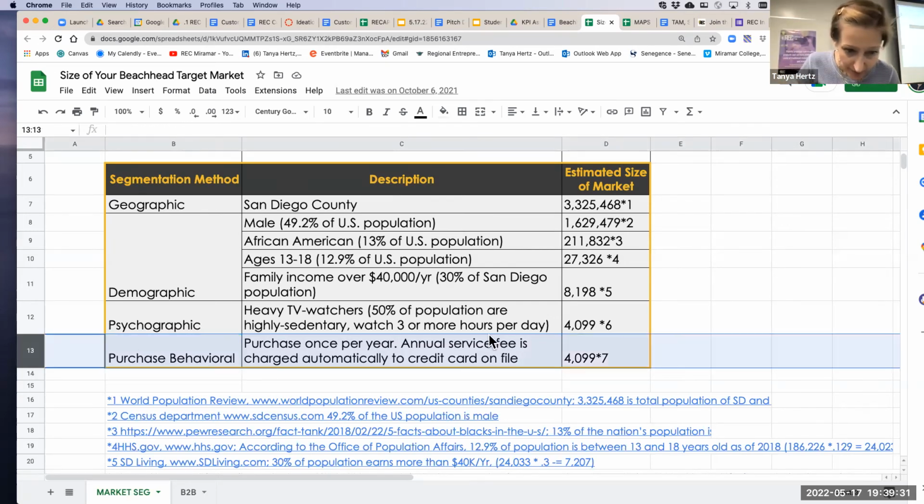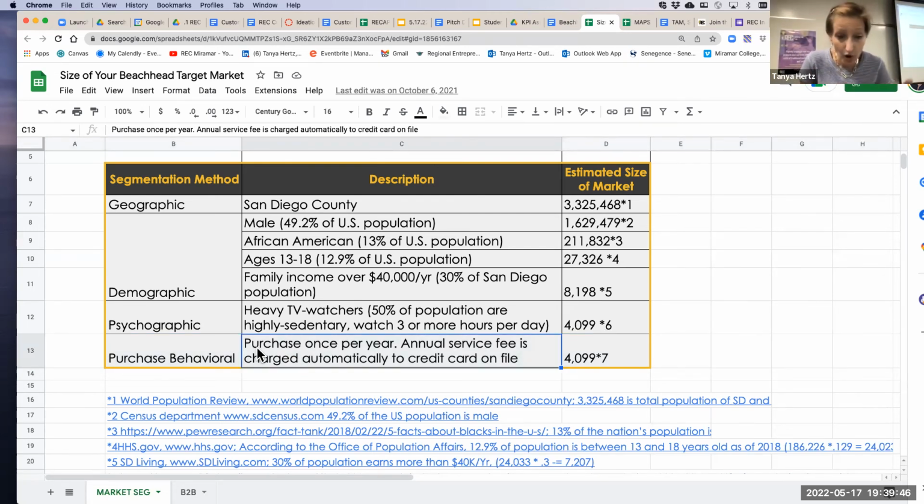So for purchase behavior, I looked it up and said, okay, I'm guessing it's going to be people who purchase this once a year, right? I'm going to do an annual service, I'm going to charge it to a credit card, whatever. And so I know that the number I got of 4,000 is going to happen once a year. Now, if your purchase behavior says it's something that gets charged automatically each week, that's a huge difference in how much money you're going to make. And that's why we need to do this, so that we can multiply or divide it, whatever we need to do.